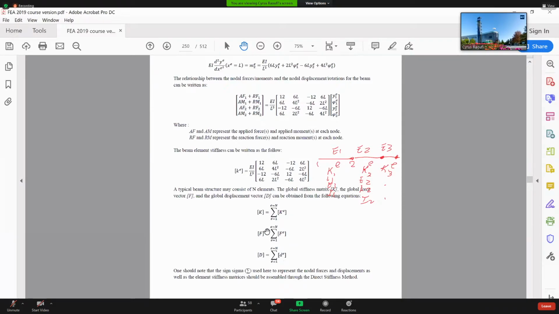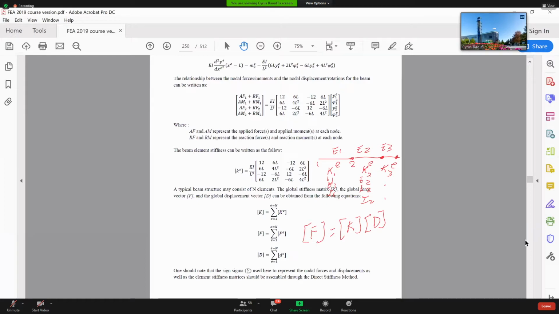If you put them together based on the direct stiffness method approach that we said, you will end up with a global force vector, a global displacement vector, and a global stiffness matrix. And this is more or less the same as what we had so far. Then if you find those, you can create the equation, say F equals K times D.